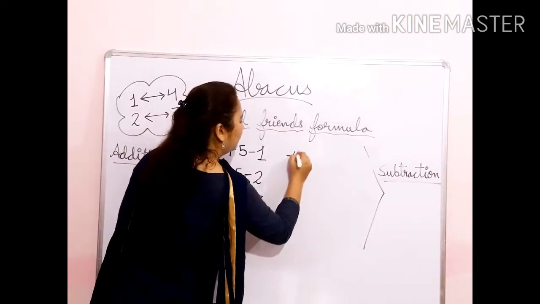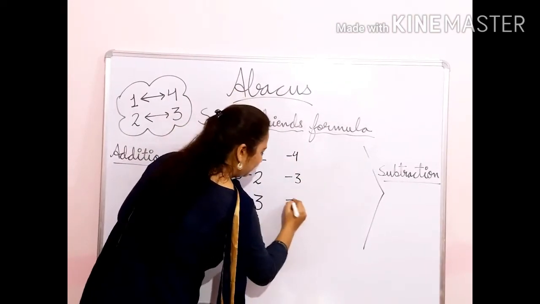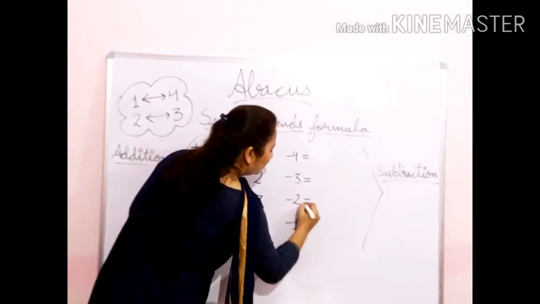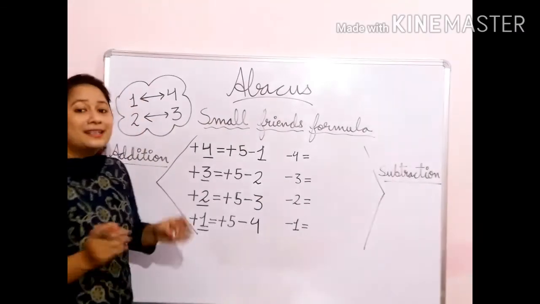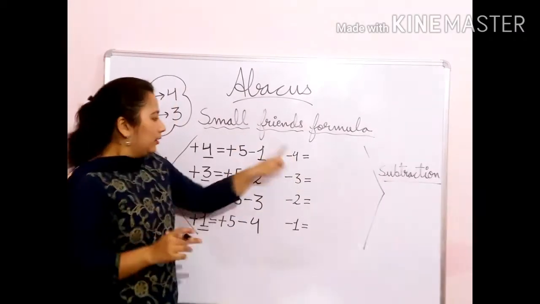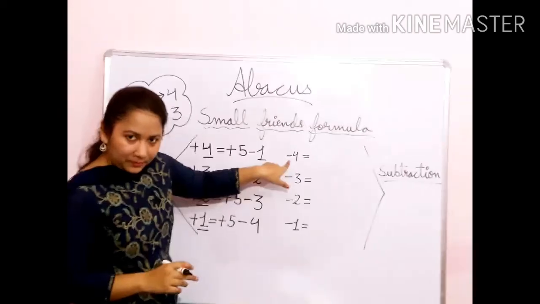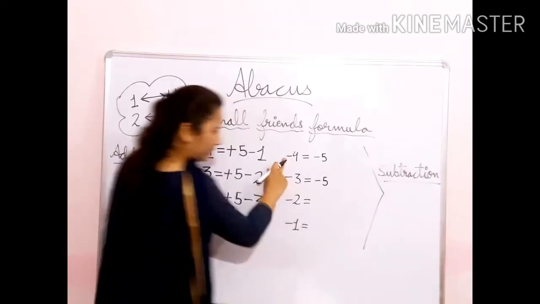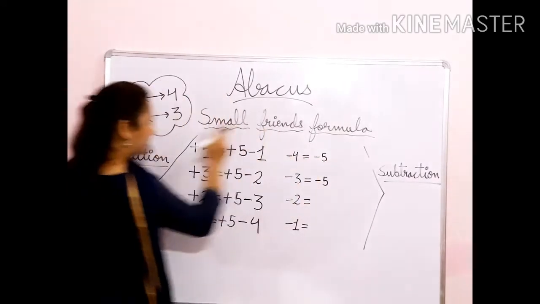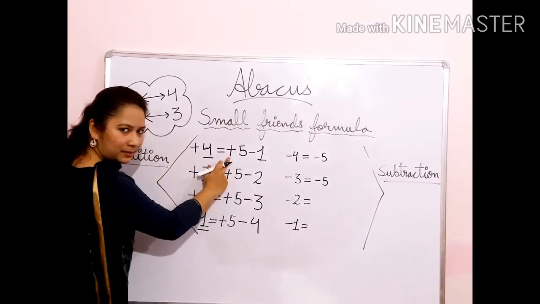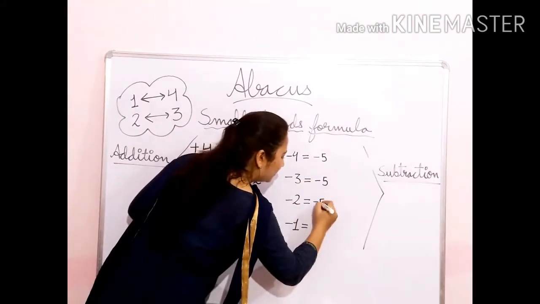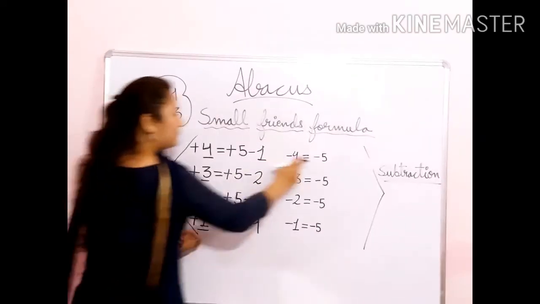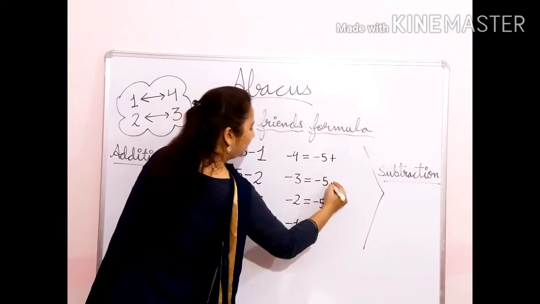See, you have to do minus 4, minus 3, minus 2, minus 1. Students, if you will focus, you can easily learn them. It's a trick. Now, your number is minus 4. So, 5 will also be minus. See, here is minus. So, here will also be minus. Here is plus. So, here is plus. 5 always goes with the number. Now, what you have to put? See, minus you have put. Now, you will put plus.